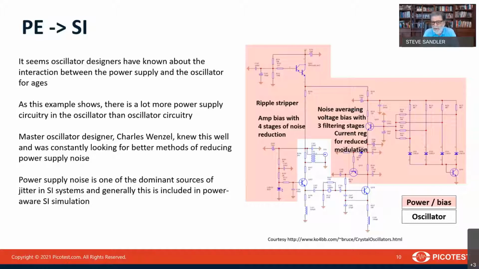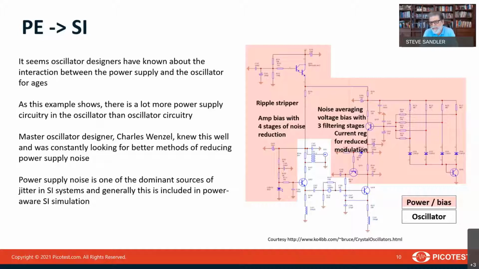Master oscillator designer Charles Wenzel knew this. He knew it really well, and he spent a good part of his career looking for ways to reduce power supply noise for the performance of his ultra low phase noise oscillators. In this case, you can see there are active bias circuits using transistors. There's something generally referred to as a Wenzel ripple stripper in the upper left-hand corner. That's a transistor configured as a capacitance multiplier, and it essentially makes the input filter capacitor look nearly infinite. That takes most of the ripple off the input lines and strips it before it gets to the oscillator.